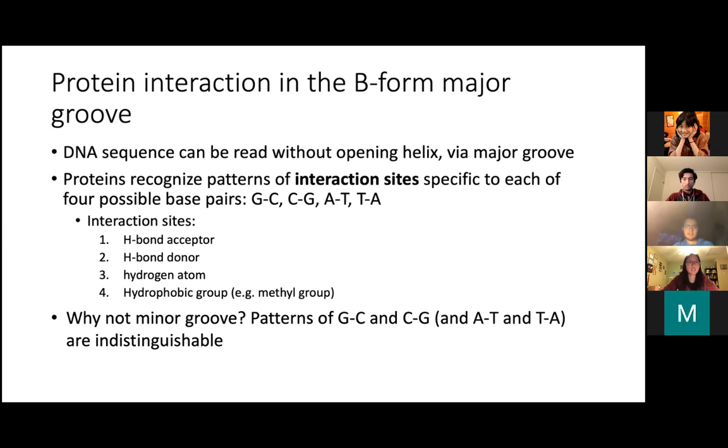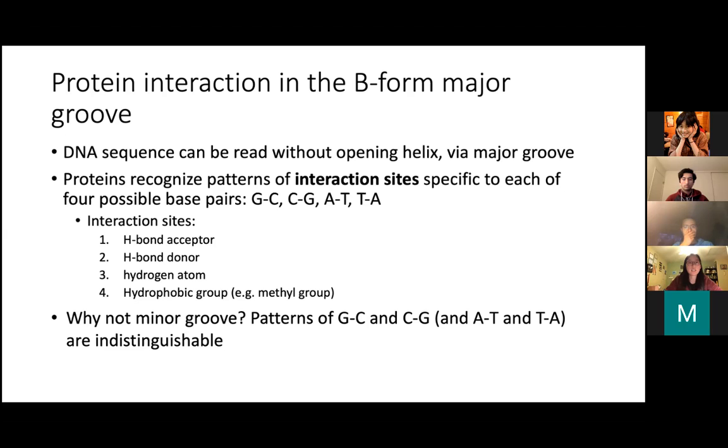proteins like, for example, transcription factors have to be able to read the DNA sequence, and they actually do this without opening the helix by reading the outside of the DNA via the major groove. And so how they do this is they recognize patterns of interaction sites that are specific to each of the 4 possible base pairs, which are GC, CG, AT, and TA.